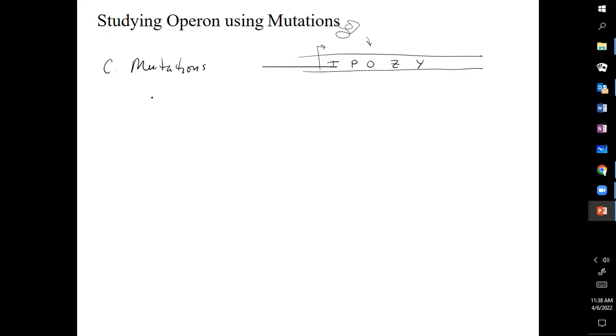Okay, so let's imagine now. One type of mutation is a promoter mutation, a P- mutation. This is a null mutation in the promoter. So the promoter sequence is mutated and RNA polymerase cannot bind. What is that going to do to transcription? Well, it's required for transcription. So this P- mutation would result in no transcription.